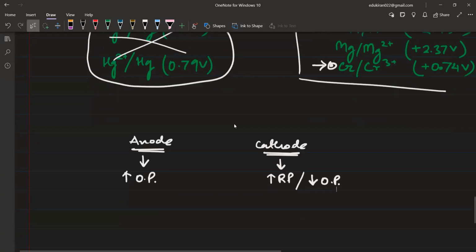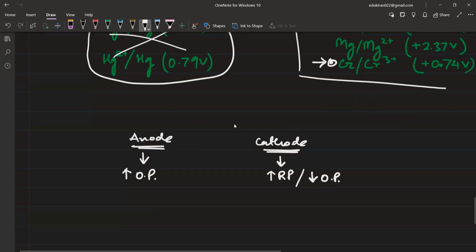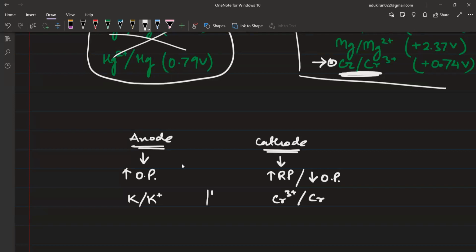Now I will make an anode from K plus. So for K plus, I will write K to K plus. And for cathode, I'm not going to write this part. I'm going to write the reverse, because cathode, Cr3 plus to Cr. Makes sense till here? Yes or no? Please tell me. Yes, sir. Okay, fine. Very good. Now I'm going to use the same thing here, the E naught of cell.